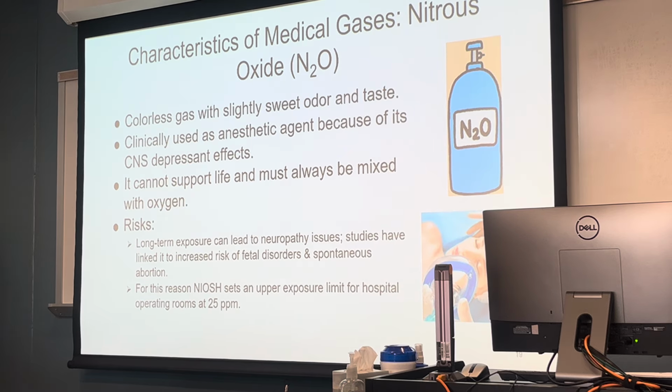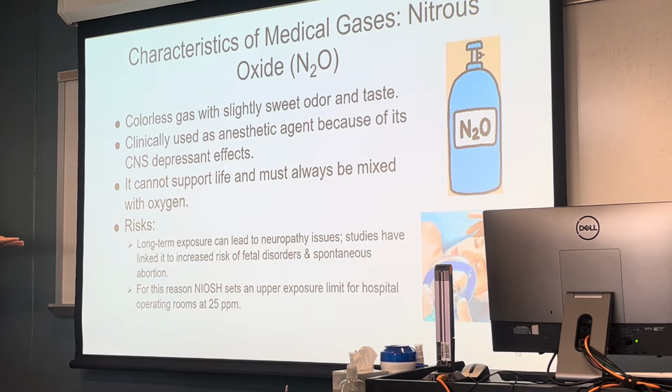Long-term exposure can lead to neuropathy issues. They've seen links to fetal disorders and spontaneous abortions for folks that have been breathing this. There is a safety standard that its use in a hospital operating room is at 25 ppm, parts per million. It's kind of a max type dose or a max type amount there. You don't see this really used much in respiratory care, but it is there within the hospital, so it's something we could hear about.